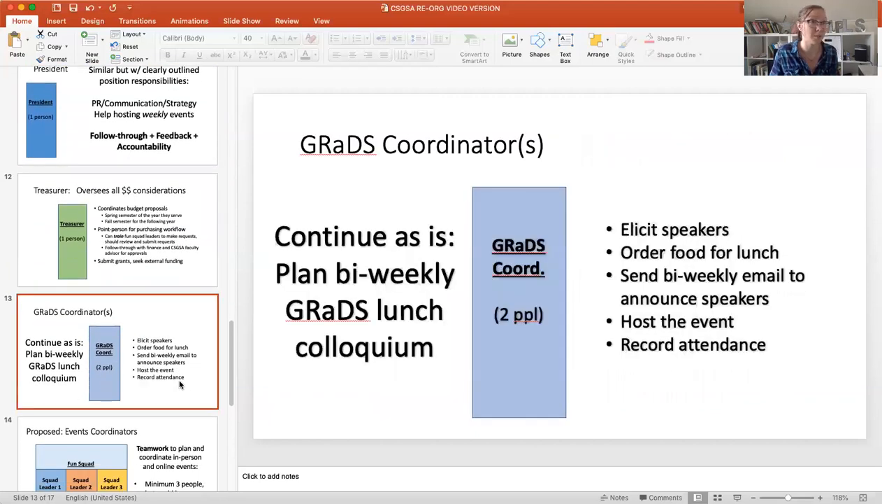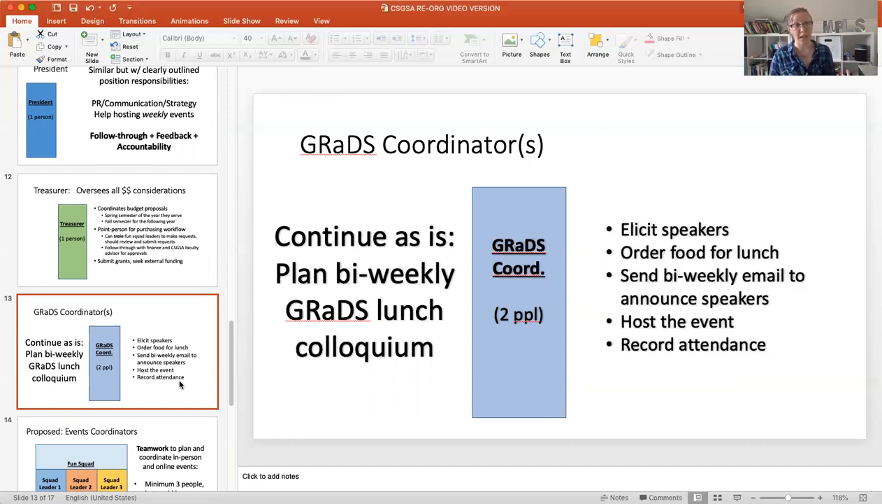The grads coordinator, we're also suggesting that we should keep as it currently is, because it's a very specific role. It has a very clearly defined set of things that they do. So the grads coordinator at the beginning of the year, or the semester really, elicits speakers. So talk to your friends and figure out who wants to do a presentation. Order free food for grad students to come attend the talk. Send biweekly emails to announce the speakers and get people to come to the talk.